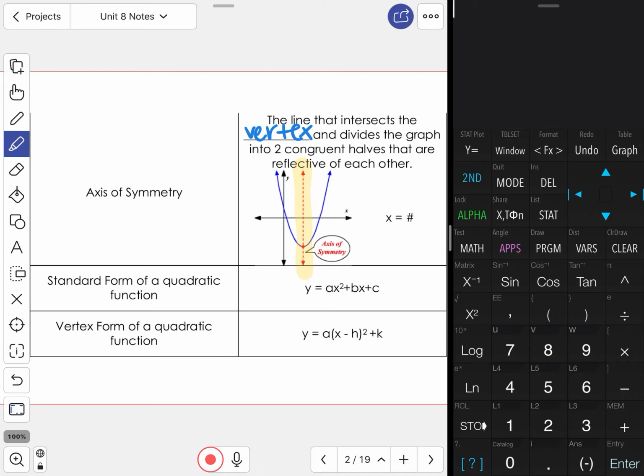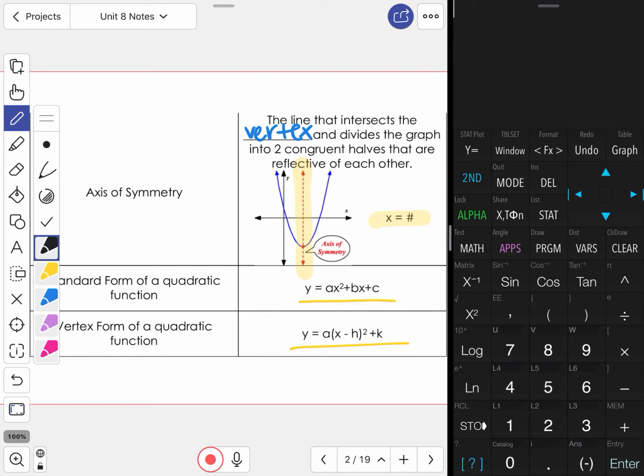And whenever you write your axis of symmetry, you're going to write it as x equals whatever number, just like what we would do when we would write an equation for a vertical line. And then there's two different ways to write a quadratic function. There's the standard form, which is y equals ax squared plus bx plus c. Or we have the vertex form, which we'll talk a little bit about in one of our sections. So let's go and graph some of these.